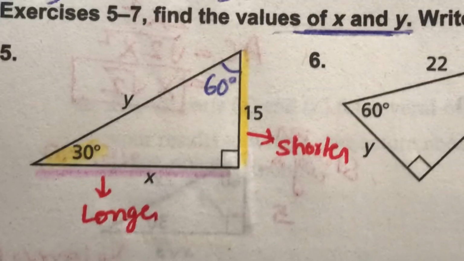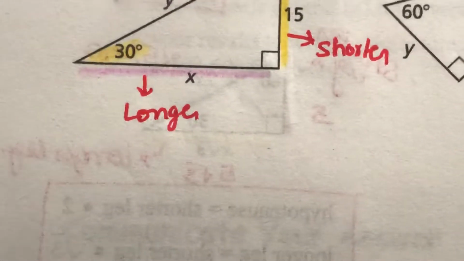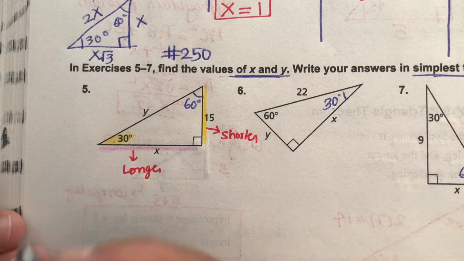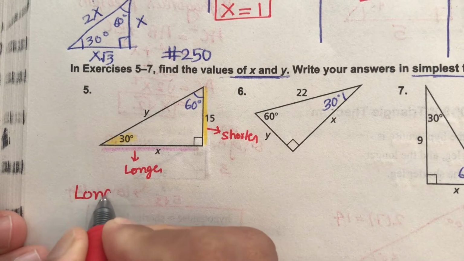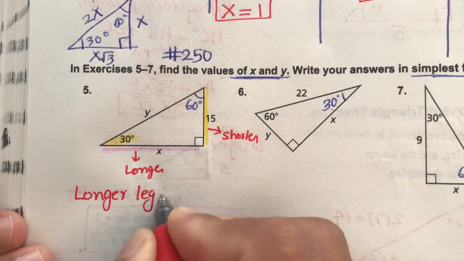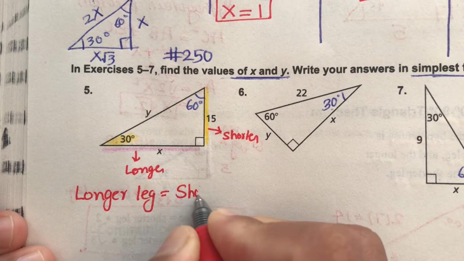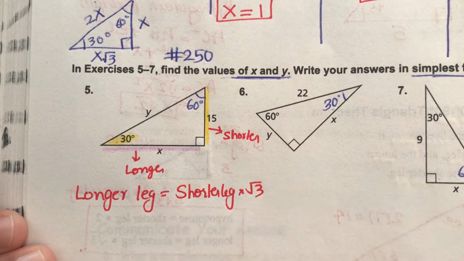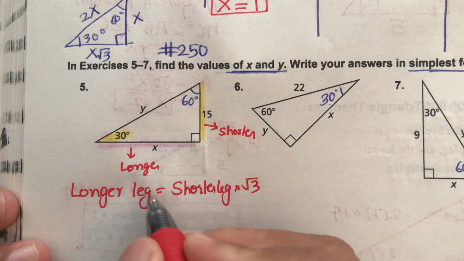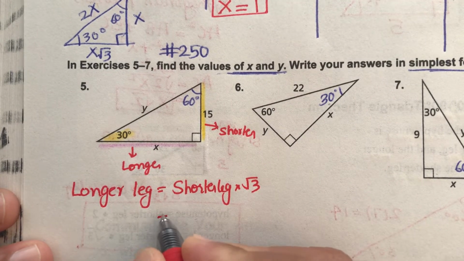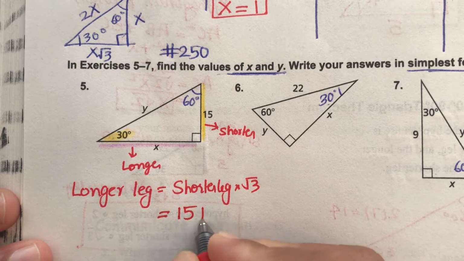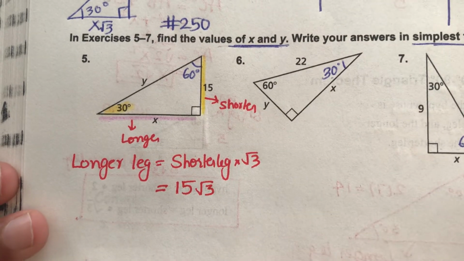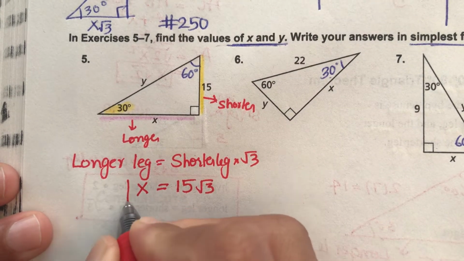So now we're going to apply the theorem here. To find our longer leg, it's the shorter leg times root 3. That we know. The shorter leg is given, that is 15 root 3. That's the longer leg. And they want us to find x, and x is the longer leg. So our problem is solved.